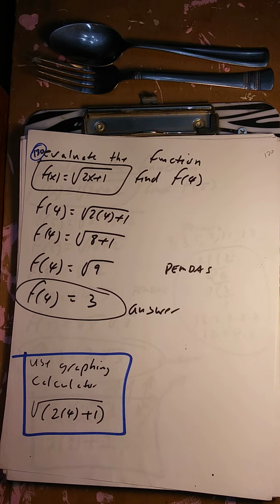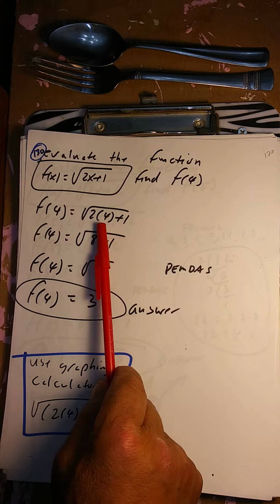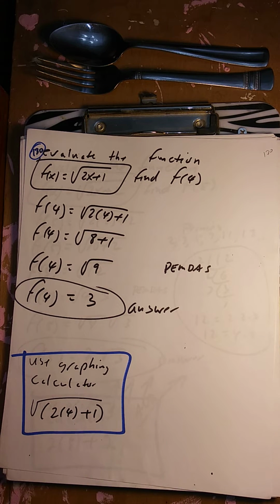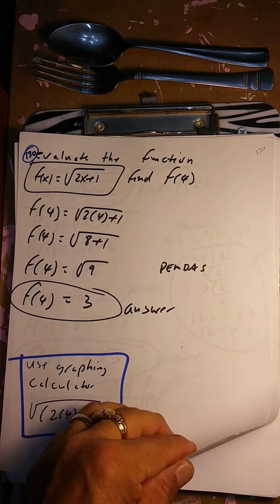This one. f of 4, put it in there. 2 times 4 is 8. 8 plus 1 is 9. Square root of 9 is exactly 3. No problem on that one, huh?